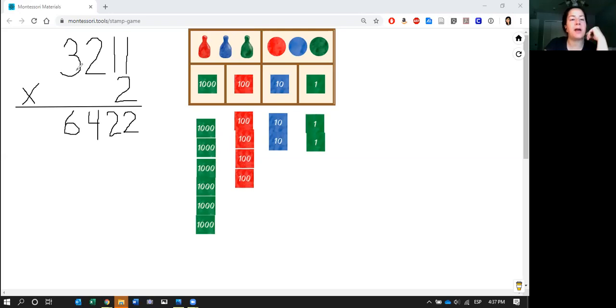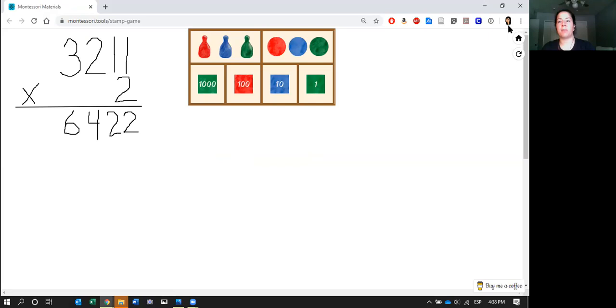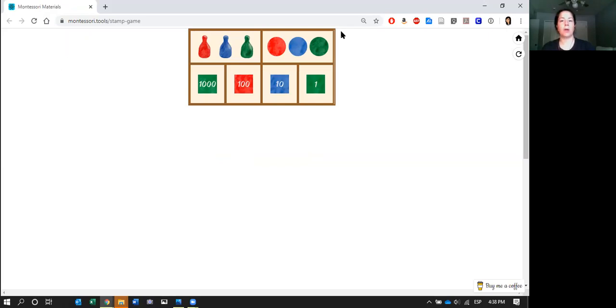If we have 3,211 2 times, so 3,211 times 2 equals 6,422. We're going to clear our board, put away all of our quantities so that we can have our clear board for the next problem. Our next multiplication is going to be 1,232.